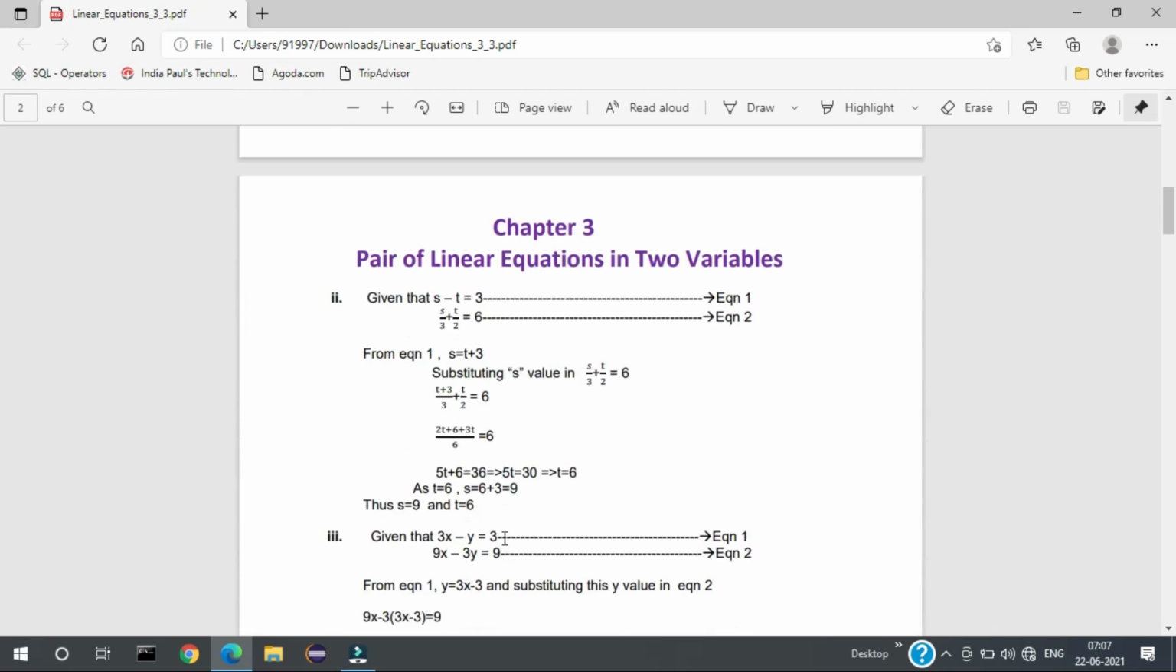Coming to the second one. Given that s minus t equals 3, equation number 1. s by 3 plus t by 2 equals 6, equation number 2. From equation 1, s equals t plus 3. Substituting the s value in s by 3 plus t by 2 equals 6.